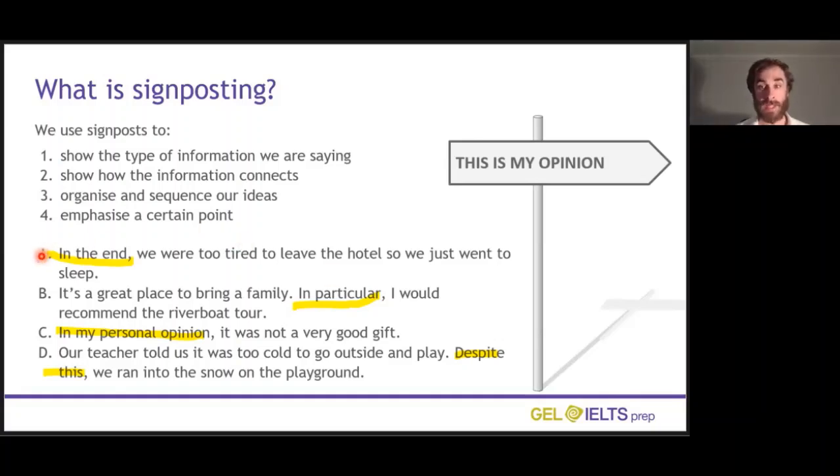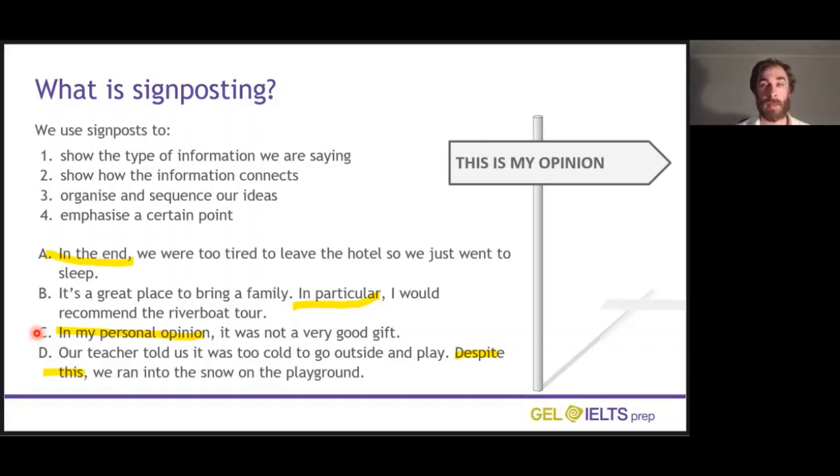A, in the end, this matches with function 3. So it organizes and sequences our ideas. The expression in the end tells us that this is the conclusion of the story, what happened in the end. B, in particular, this is function 4. It emphasizes a point. So this destination, or maybe city, is a great place to bring the family. In particular, I would recommend the riverboat tour. So I am stressing or highlighting this activity as particularly good.